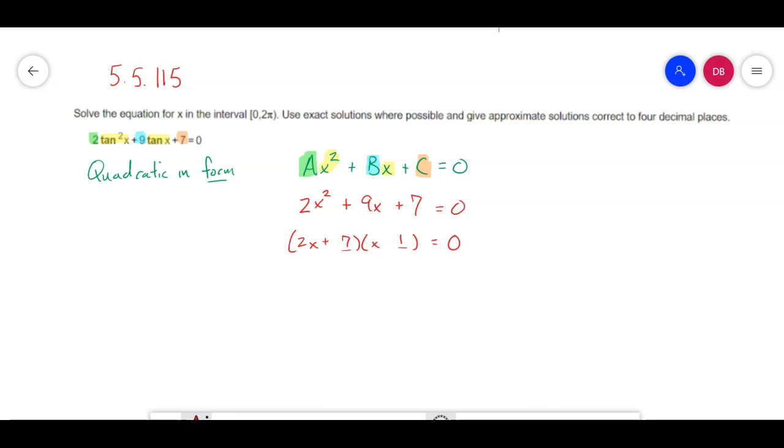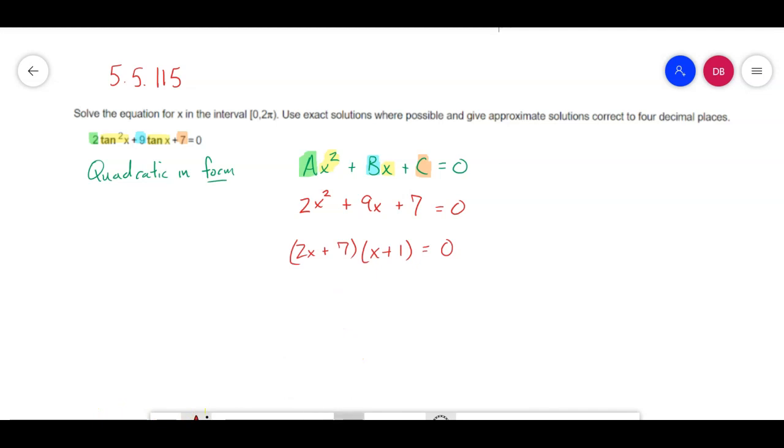And if you FOIL it back out, you'll get a 2x squared. Outside you'll get a 2x. Inside you'll get a 7x. And last you'll get a 7. And that does give us our expression back. So this is how that thing factors. Oops, I just erased it. All right, well, that's how it works.